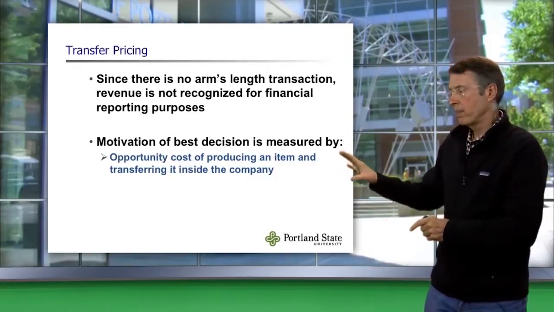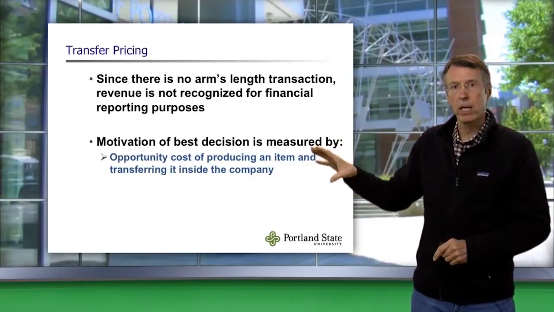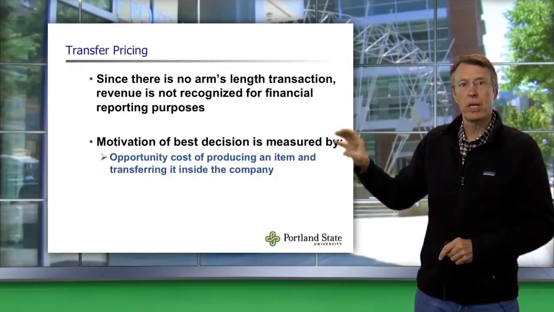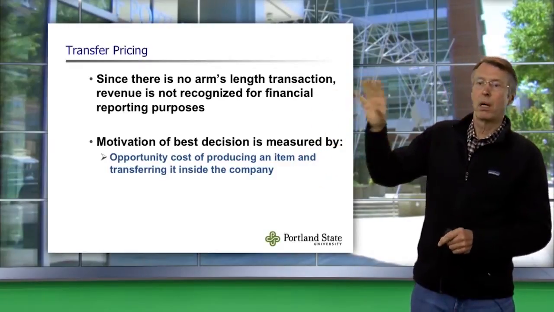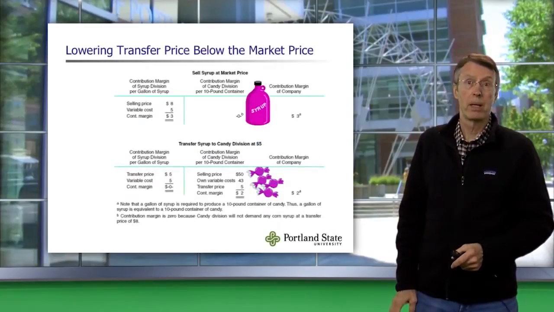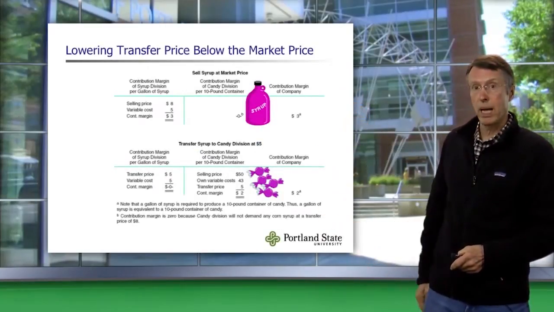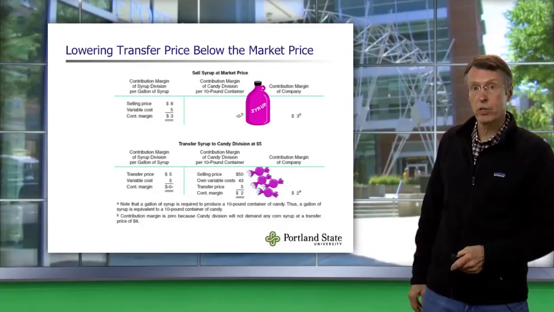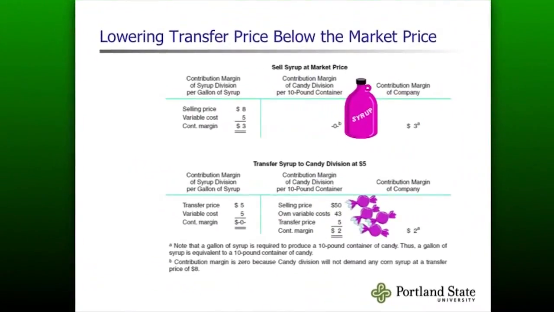The way we arrive at the best decision is how can we measure the opportunity cost of producing an item and transferring it inside the company. Here's an example of what can happen if we lower the transfer price below the market price. We can zoom in on this little example here.